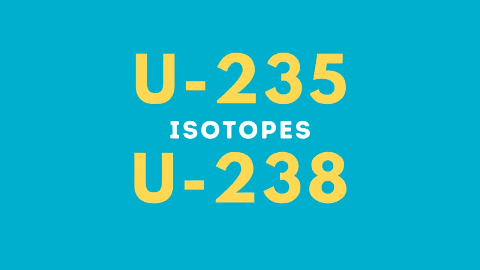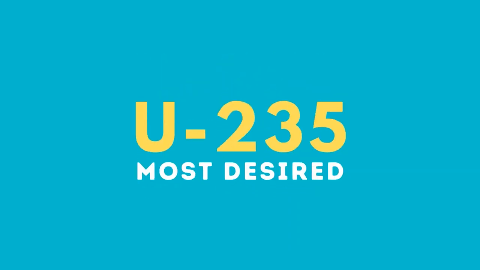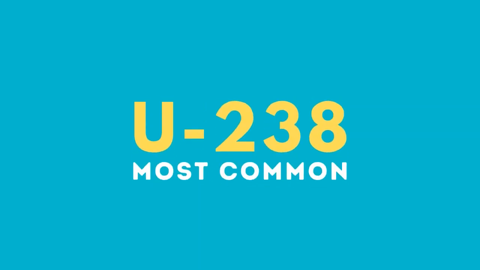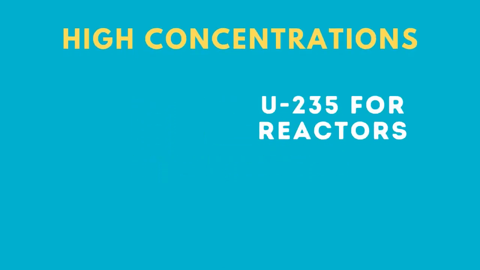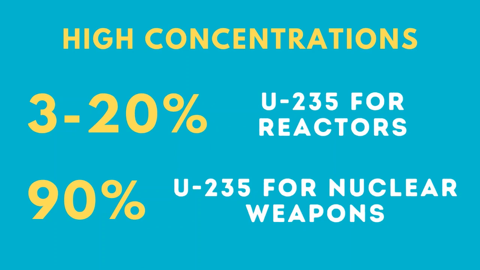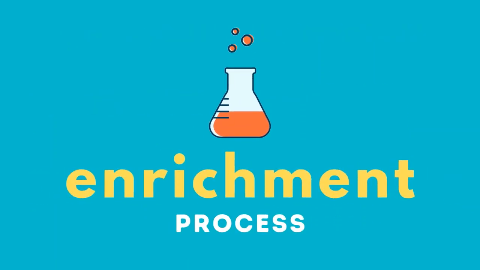There are two common uranium isotopes, uranium-235 and uranium-238. Uranium-235 is the isotope most desired in nuclear power plants, but most natural uranium exists as uranium-238 at 99.3%, while the desired uranium-235 makes up only about 0.7%. Reactors actually require higher concentrations of uranium-235, around 3 to 20%, and nuclear weapons require up to 90% concentration. Hence, the necessity of an enrichment process to get to that higher concentration.